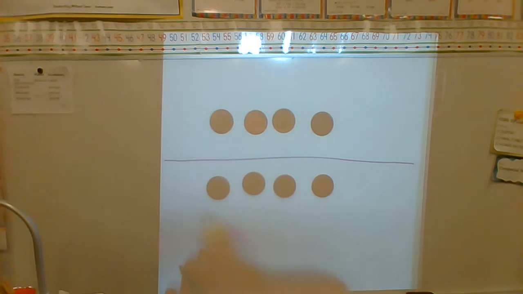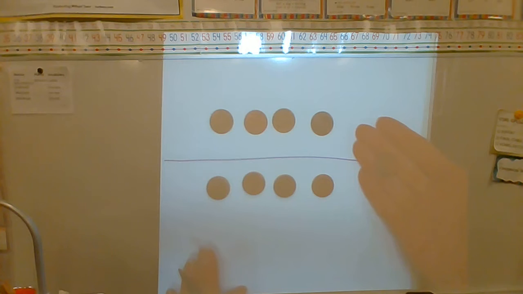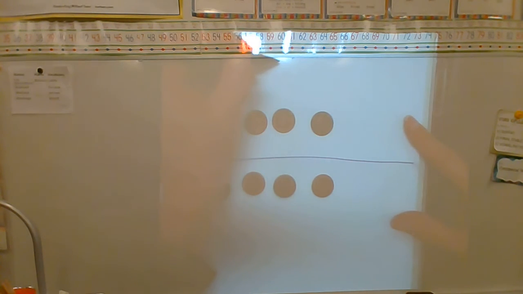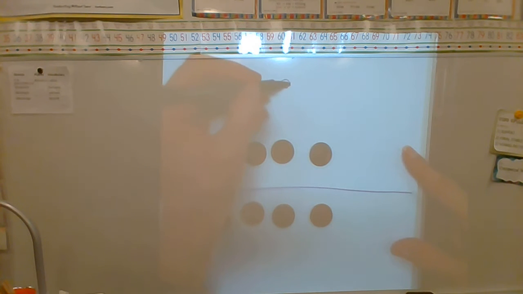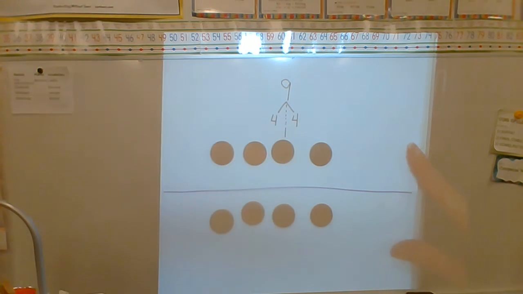But if I talk about being fair, we each can have 4, but we will have 1 left over. So we might write it like this. If we have 9 pennies, 4 for you, 4 for me, but we will have 1 left over. Okay? That's also called a remainder.